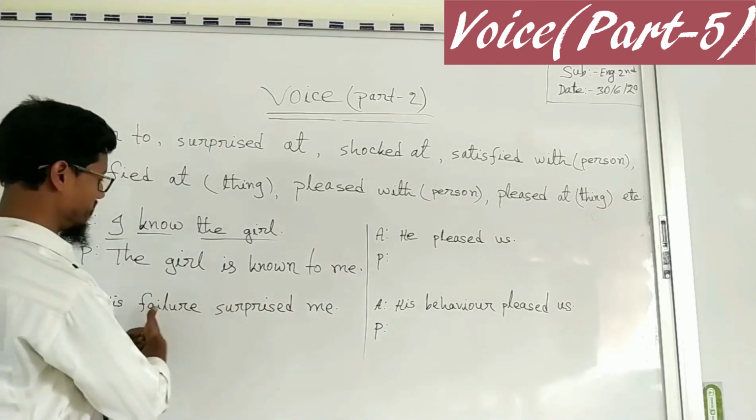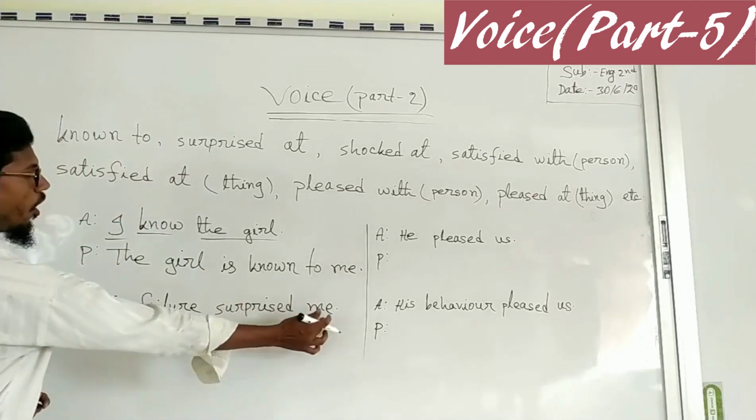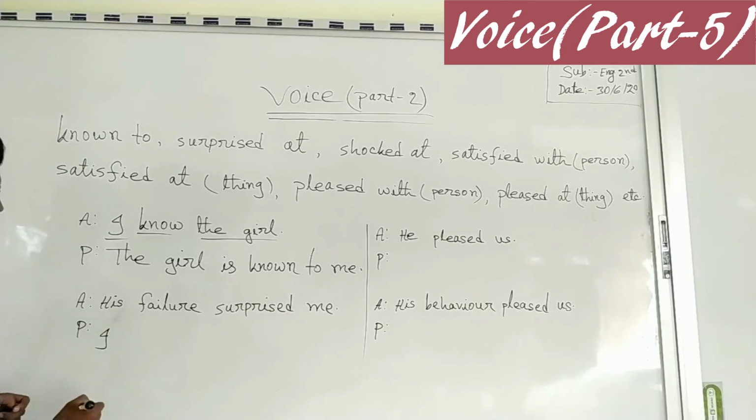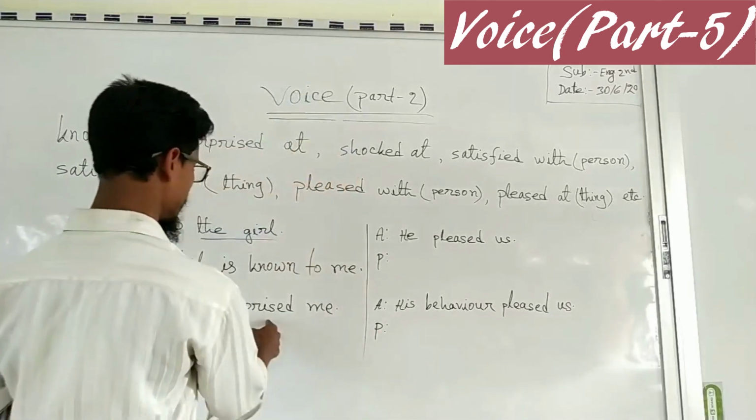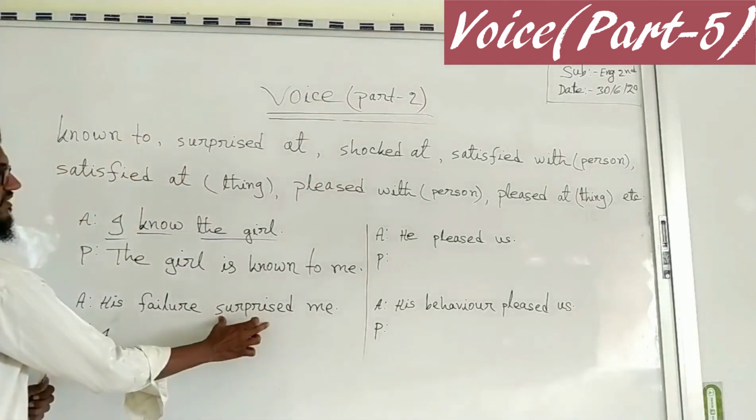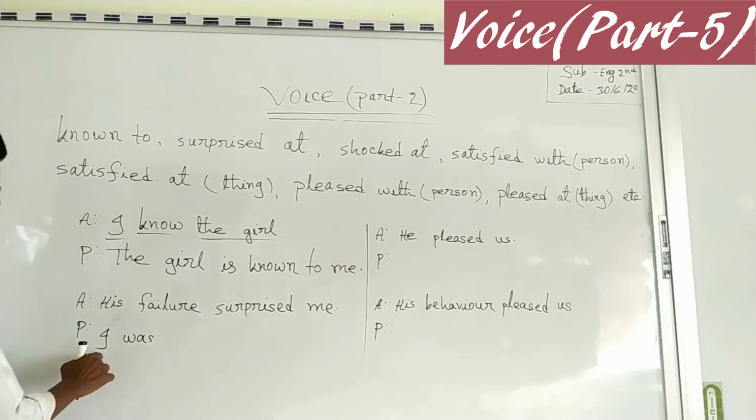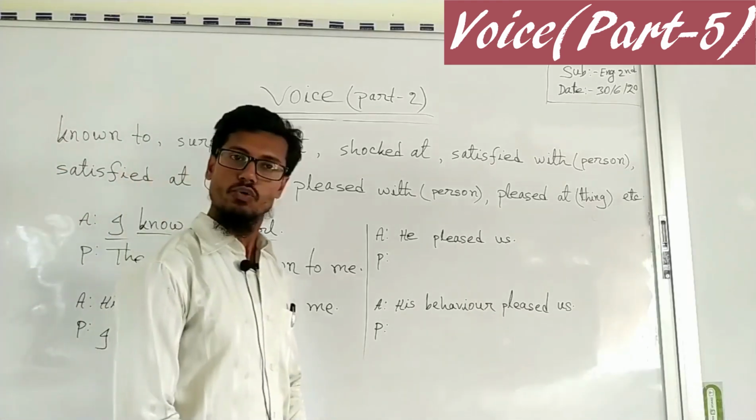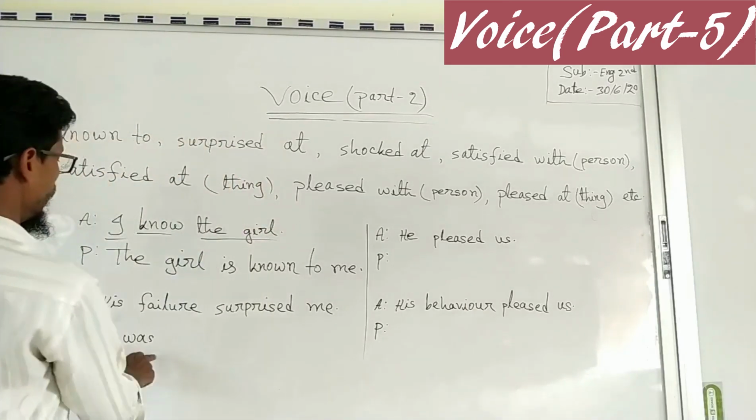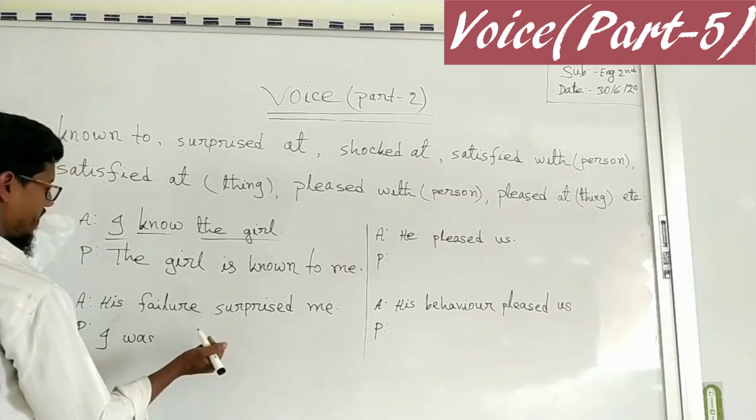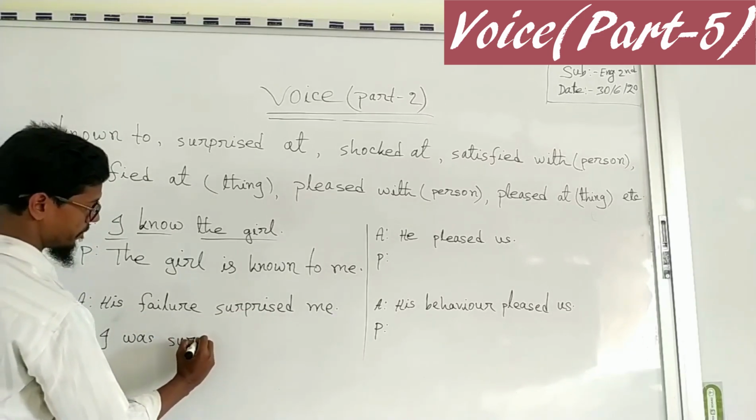Now, next sentence. Look at the sentence. His failure surprised me. The object me will be the subject in the passive voice. As the sentence is past indefinite tense, surprised is the past form of surprise, so it is past indefinite tense. The auxiliary verb will be was or were. With I, I have to take was, not were. If the subject is plural, I have to take were. I was. Next, PP: surprise, surprised, surprised.